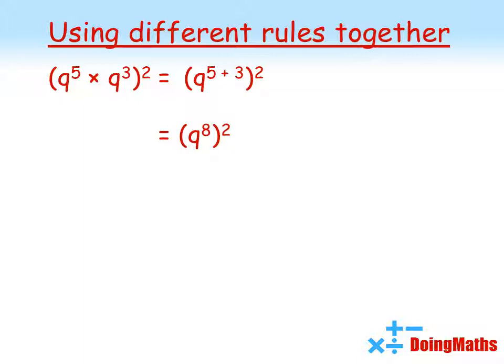We've then got a power of a power. So let's times the 8 and the 2 together, which gives us a final answer of q to the power of 16. So you just work through the steps one at a time, remembering your BODMAS, and you'll get the right answer.